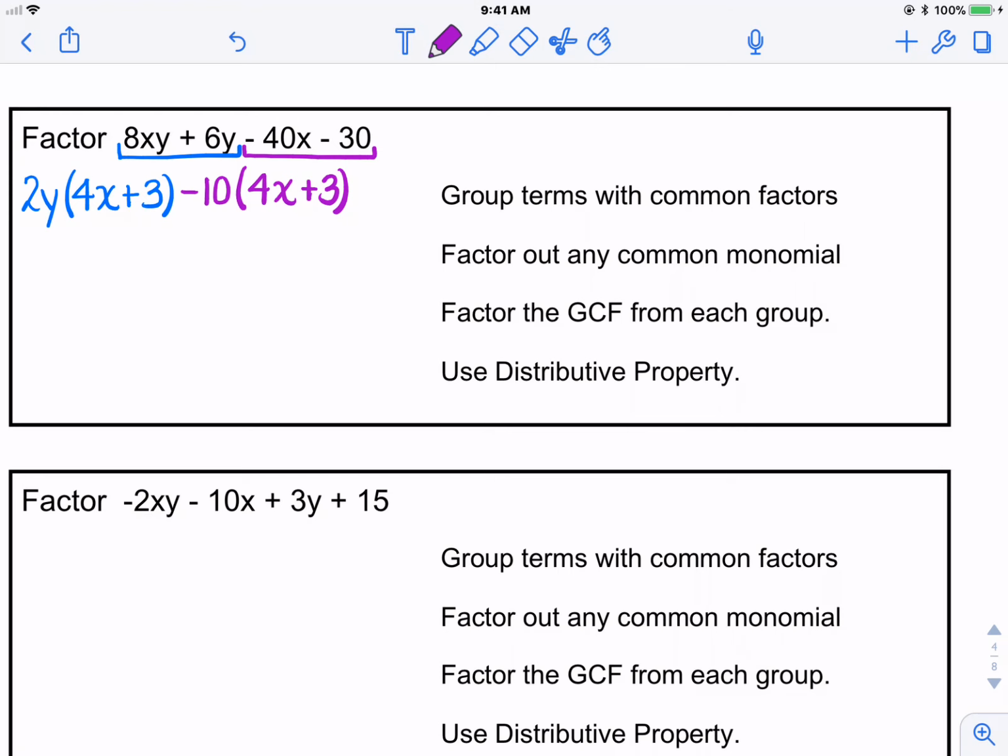Here's what you might start to notice about my two groups. My two groups have a parentheses that's the same in both. That's the only reason I can do this. Since my first blue group and my second purple group have a common group, I'm going to take that common group and recognize that it has two distributors that have to happen to it. They have a distributor of 2y, and they have a distributor of negative 10. So my final factoring on this looks like that.